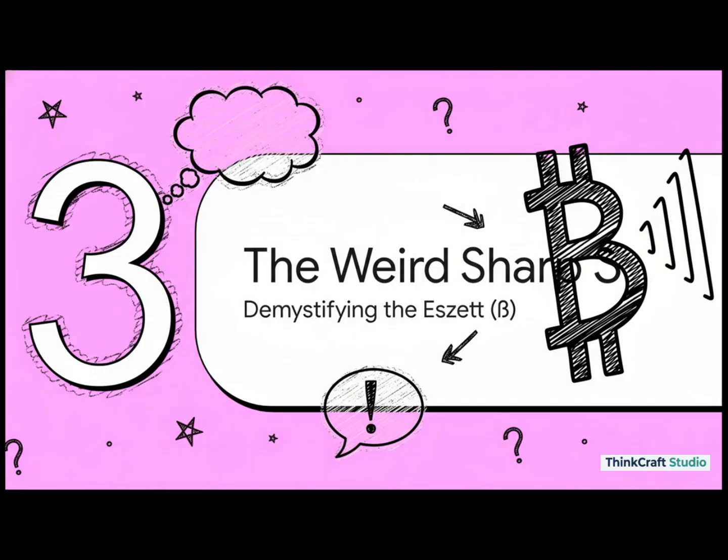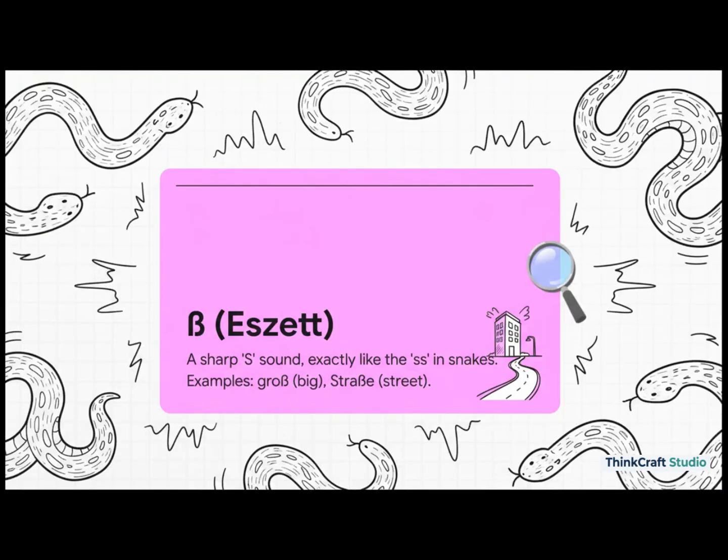Okay, it's time. Time to talk about that letter, the one that looks kinda like a weird B. It's called the Eszett. It looks super intimidating, I know, but I promise you, its sound is maybe the easiest one of all. So here's the big secret. You ready? It's just a sharp S sound. That's literally it, just like the S in kiss, or the hiss of a snake. So the word for big, groß, you just say groß. The word for street, Straße, is Straße.